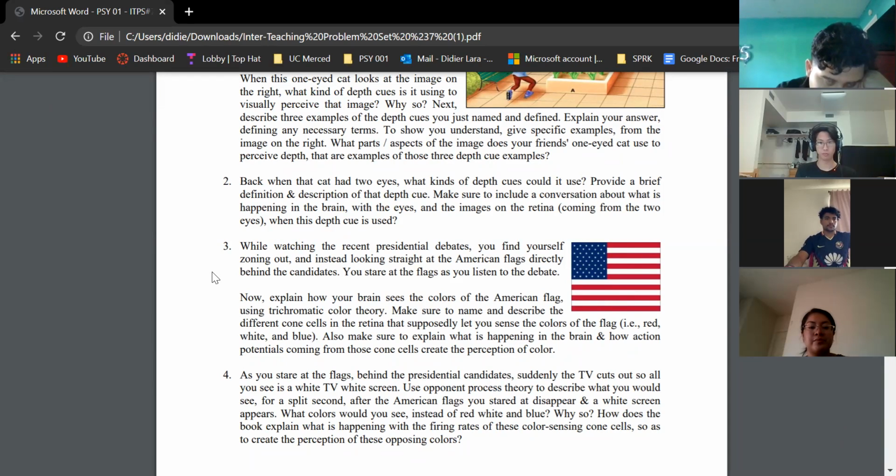Number 3 says, while watching the recent presidential debates, you find yourself zoning out and instead looking straight at the American flags directly behind the candidates. You stare at the flags as you listen to the debate. Now explain how your brain sees the colors of the American flag using the trichromatic color theory. Make sure to name and describe the different cone cells in the retina that supposedly let you sense the colors of the flag. And also make sure to explain what's happening in the brain and how action potentials coming from those cone cells create the perception of color.